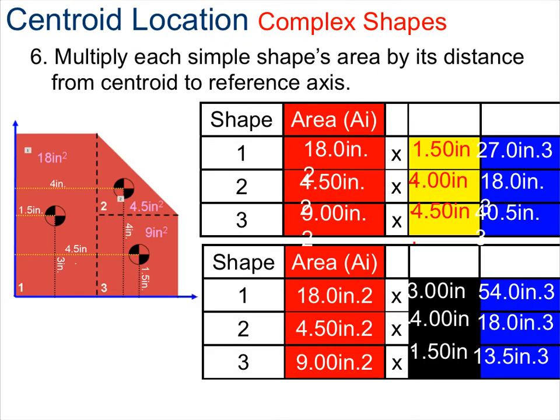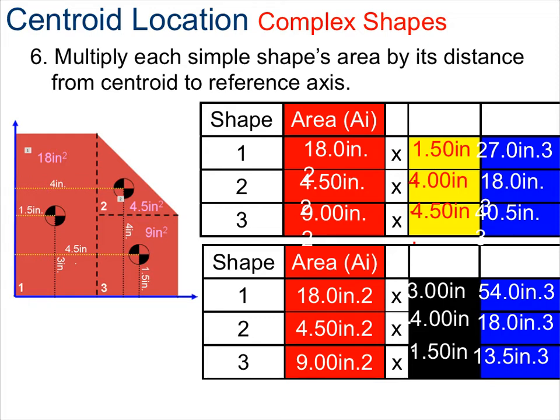Now in step 6, we're going to multiply each simple shape's area by its distance from the centroid to the reference axis. So in shape 1, recall our area was 18 square inches. I'm going to multiply that by its distance to the y-axis, which was 1.5 inches, and that gives me 27 cubic inches. In shape number 2, our area was 4.5 square inches.